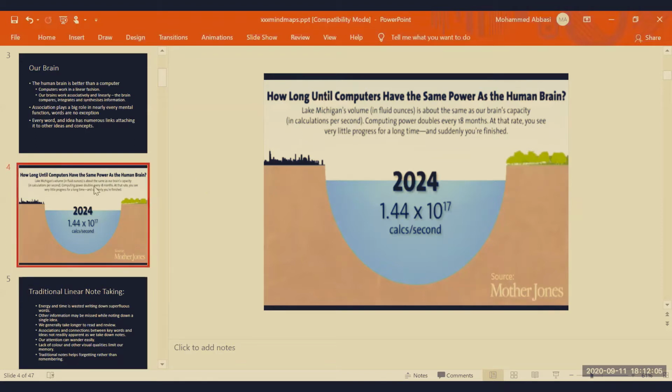So in 2024, in three to four years' time, computers will be equivalent to the human brain. An advanced computer somewhere in the world will be equivalent to the power of a human brain.